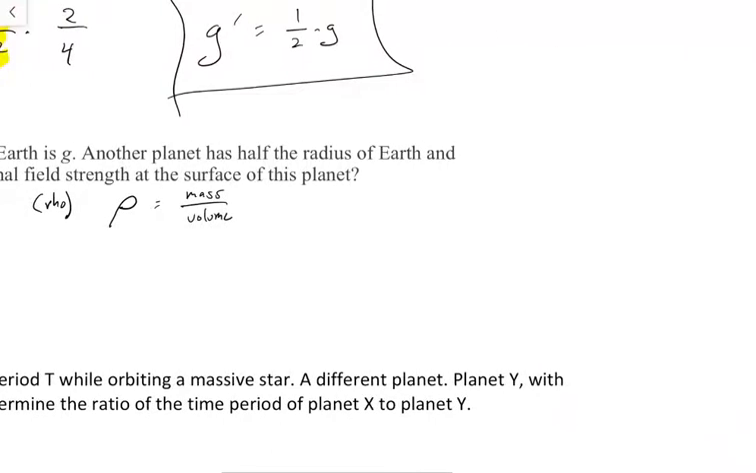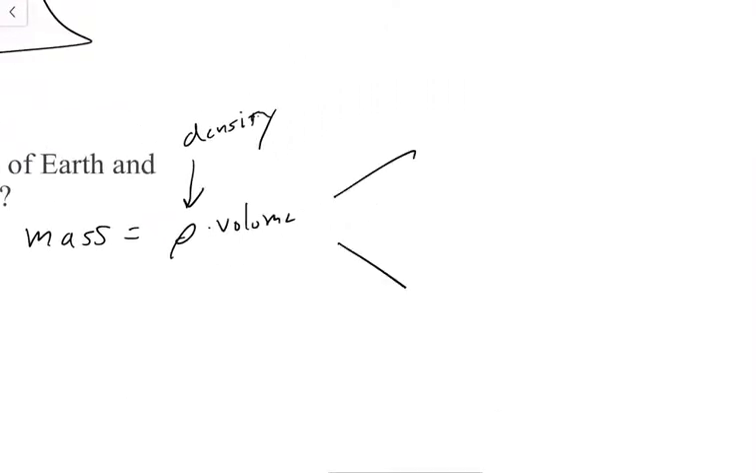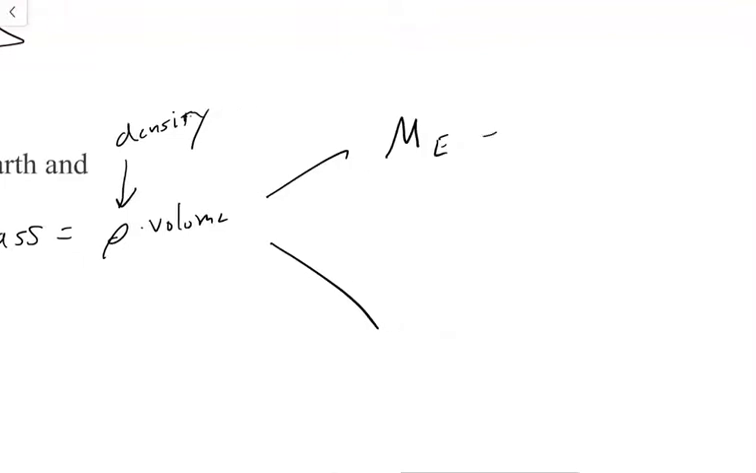So another way of seeing this is, mass is equal to rho times volume, where rho is density. And we have to take this in two steps. We have to recognize that we can solve for the mass of Earth using rho times the volume of a sphere, which is 4/3 pi and the radius of Earth cubed.